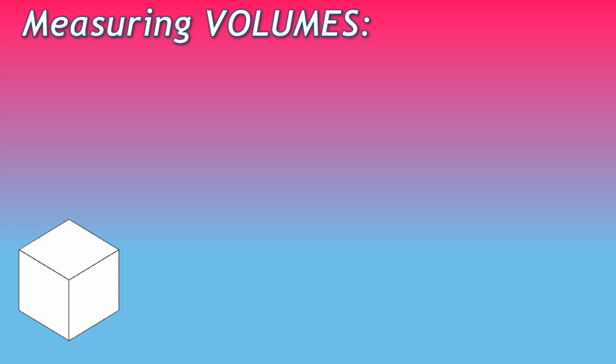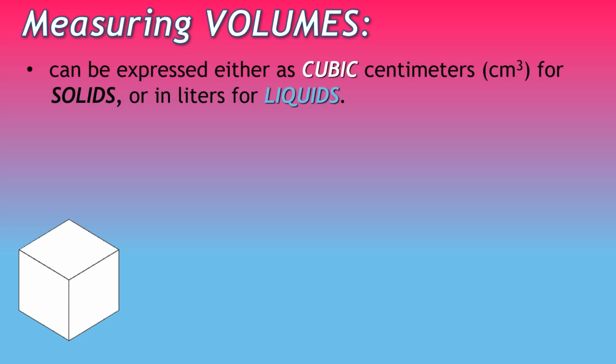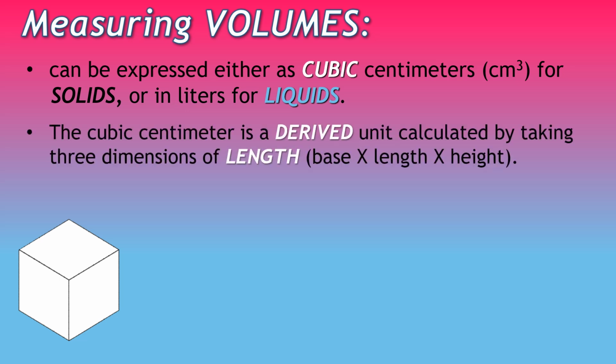When we're measuring volumes, we can measure either as cubic centimeters, which is for a solid, or as liters, for a liquid. Now, the cubic centimeter is a derived unit. It's calculated by taking 3 dimensions of length. How long, how wide, how high. It's the base times the length times the height.